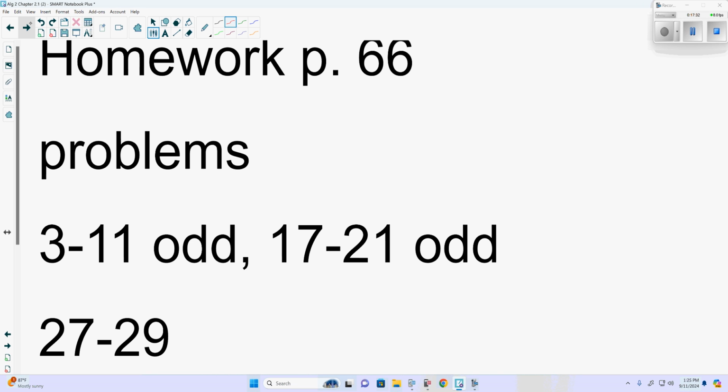Those problems should look familiar. I think that is the exact, well, it is the exact same assignment from yesterday. So this doesn't add anything. I wanted to go over that one more time so we saw the transformations and how they work.